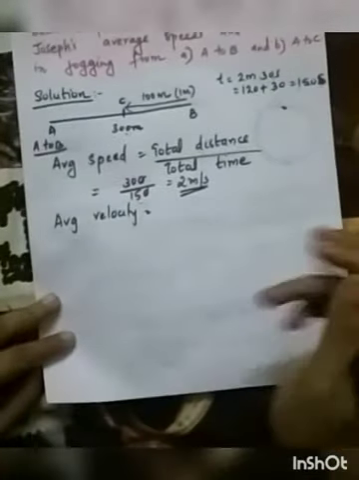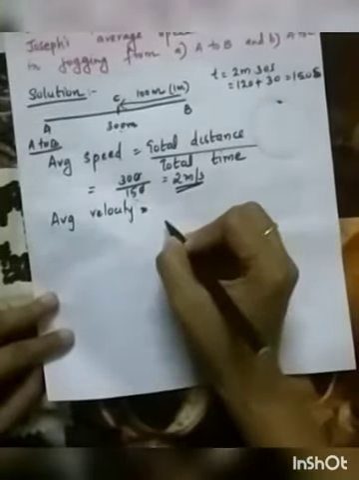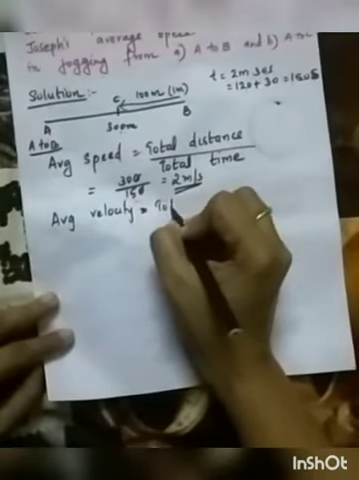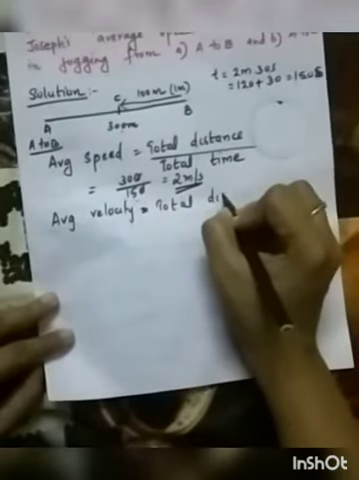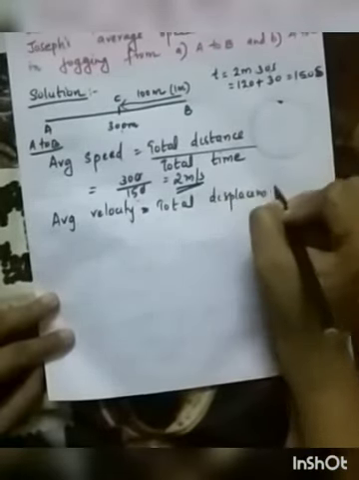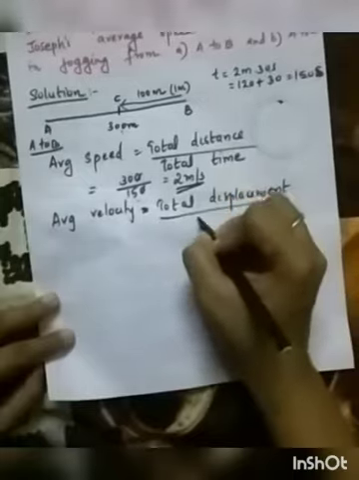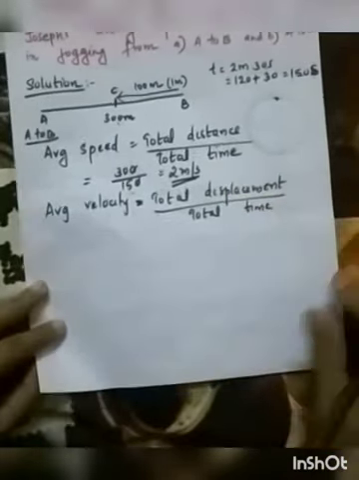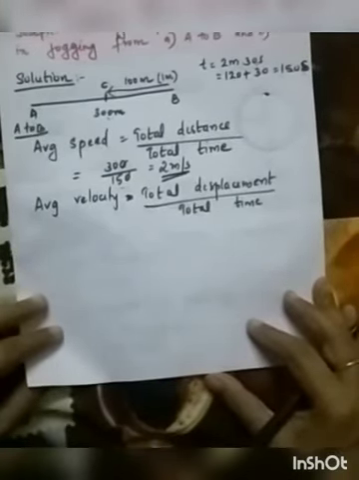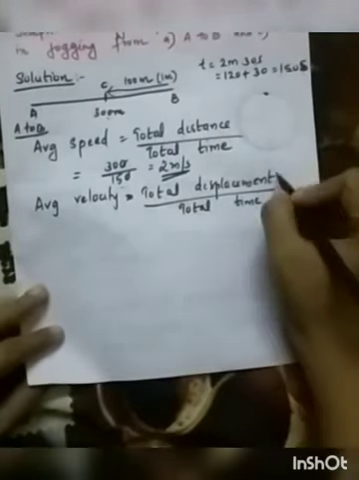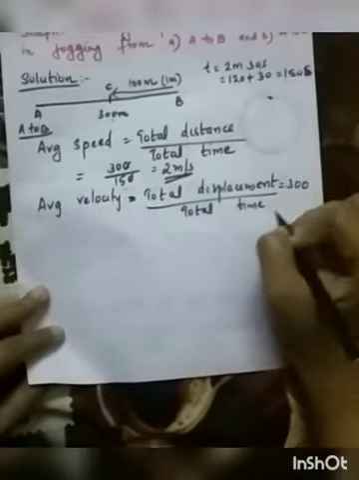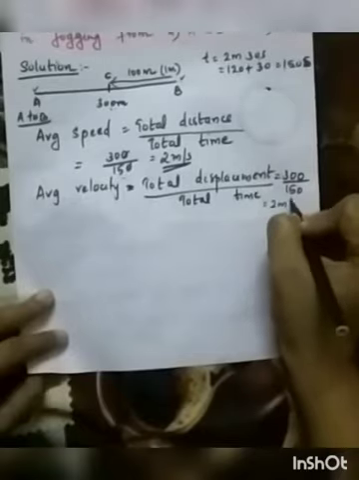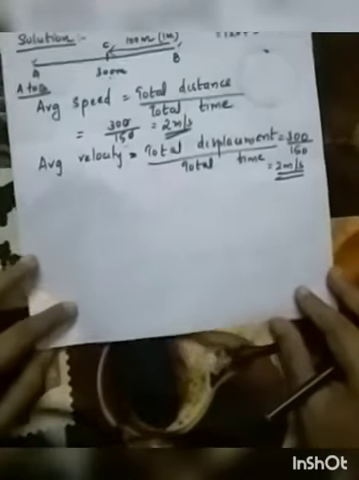Right. Now just find out average velocity. What is average velocity? Average velocity equation is total displacement by total time. Children, since this is a straight line path, total displacement is equal to total distance itself. And what is the total distance here? 300. Total time is again 150 seconds. So our average velocity is also 2 meter per second.